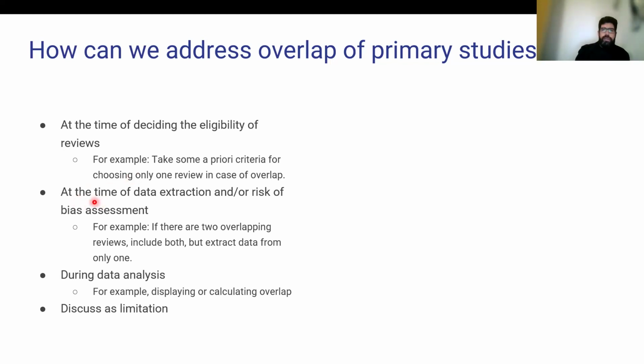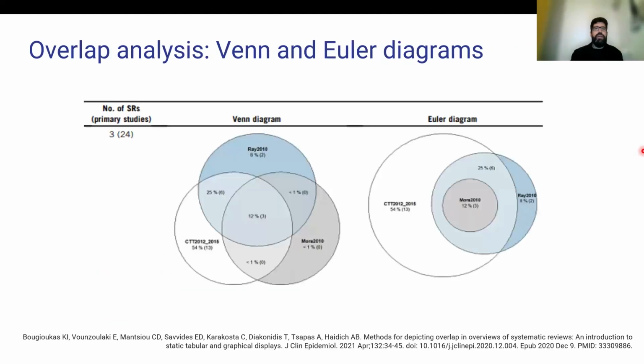We can also take an action at the time of data extraction or risk of bias assessment. For example, if we have 2 overlapping reviews, we can include both, but extract data from only one, for example, the one with the best AMSTAR score or the best ROBIS assessment. We can assess overlap during data analysis, for example, displaying or calculating overlap, or we can discuss it as a limitation of our overview. We'll focus on data analysis in this presentation.